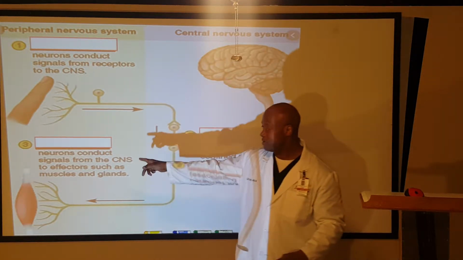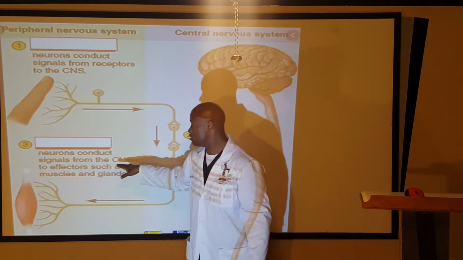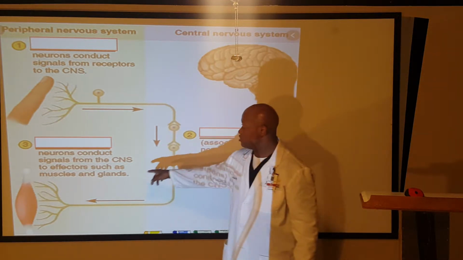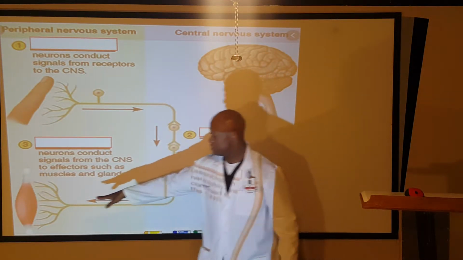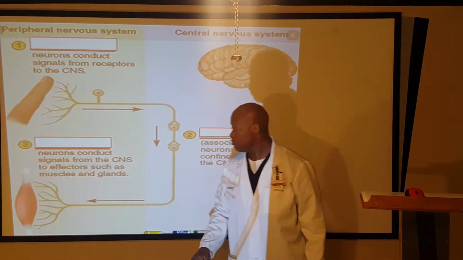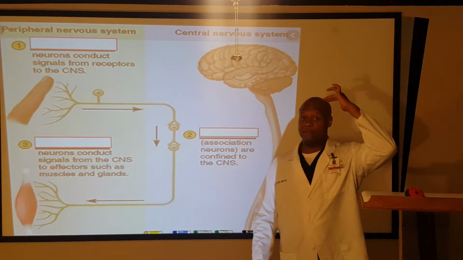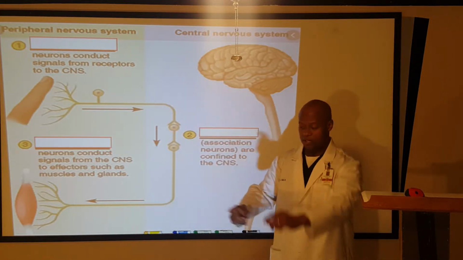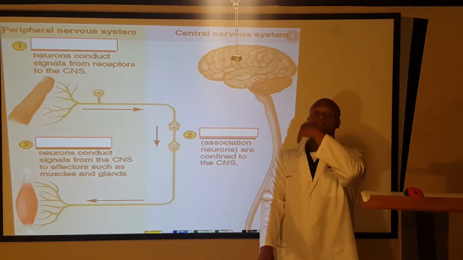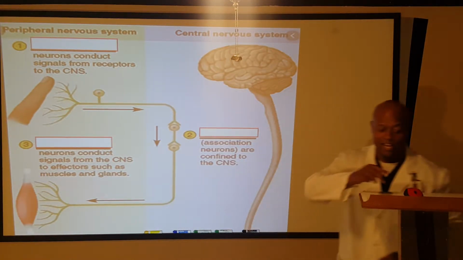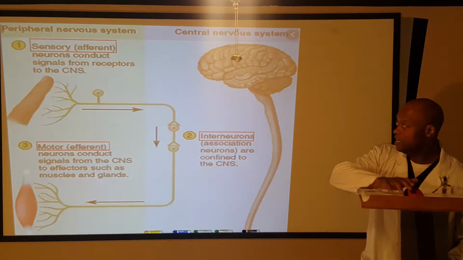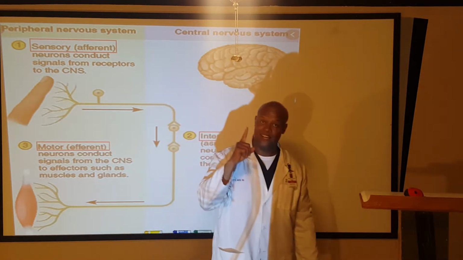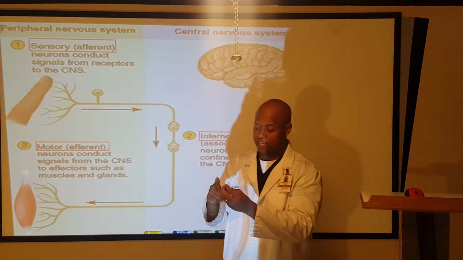Now, box number 3. Neurons conduct signals from the CNS, so from the brain this time, down to things like muscles and glands. That's a picture of a muscle there. So, from the central nervous system down to the muscles. That's number 3, whereas number 1 was from the receptors up to the brain. And the answers are, in box 1, sensory neurons. But let's not stop there. I mean sensory, yes, we get it.